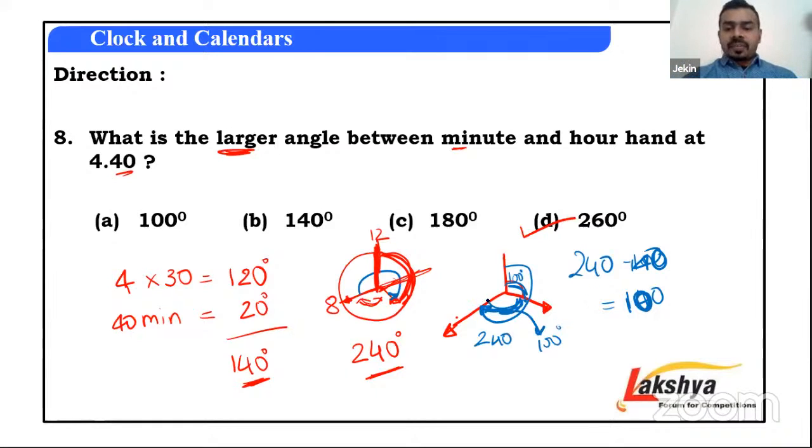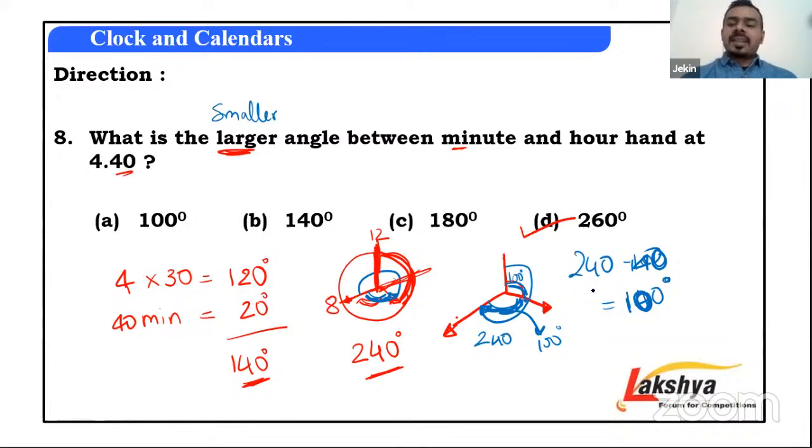By the way, this difference is called the smaller angle. This smaller difference between the two is called the smaller angle and this is called the larger angle. If the question asked what is the smaller angle, you couldn't have gone by the options. You would have to actually calculate this. Therefore, the smaller angle is going to be 100 degrees.